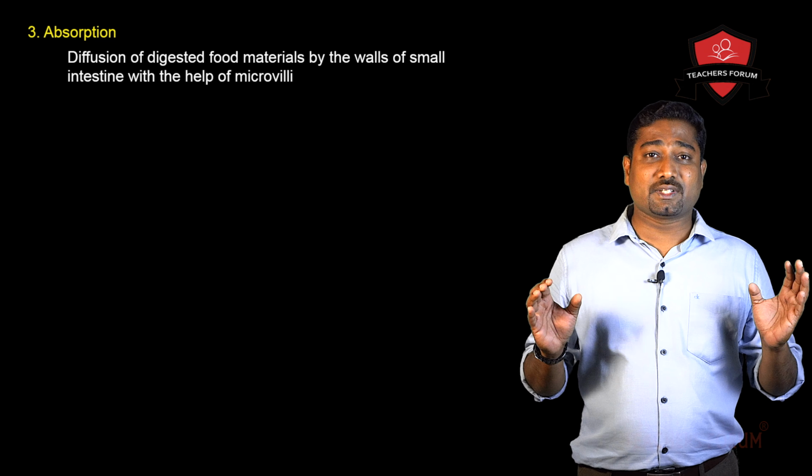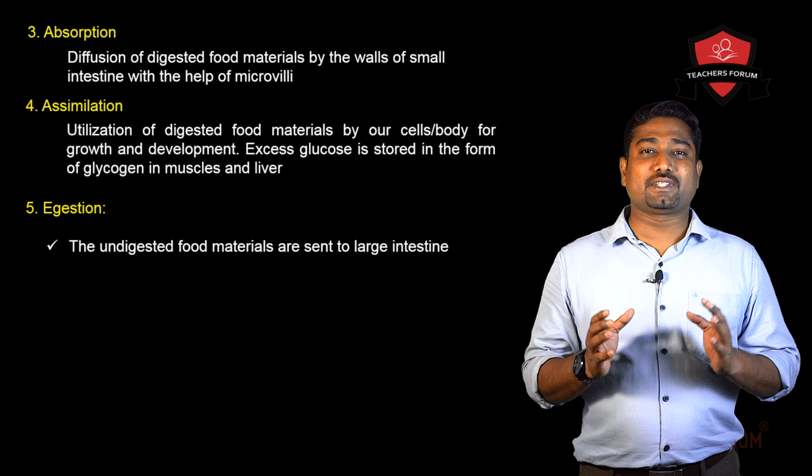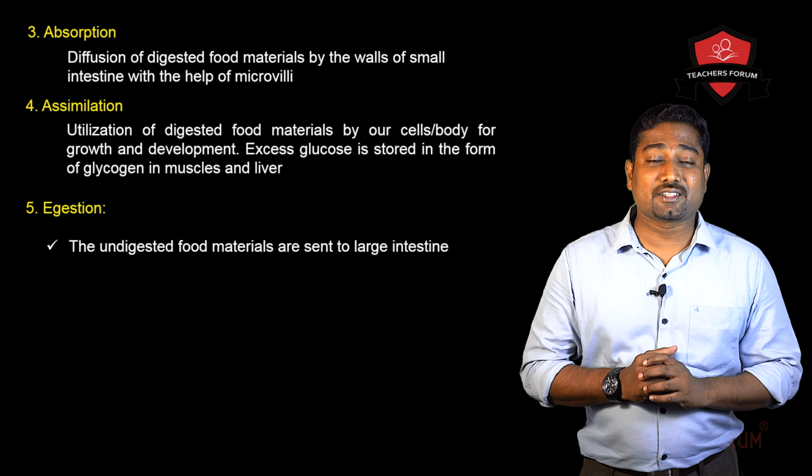Once the digested food materials or nutrients reach your cell, then occurs the assimilation. Assimilation is the process of utilization of the digested food materials by the cell or by the body for growth, development and energy requirements. Finally, the undigested food materials are thrown out from the body. For that, the undigested food materials are sent to the large intestine.